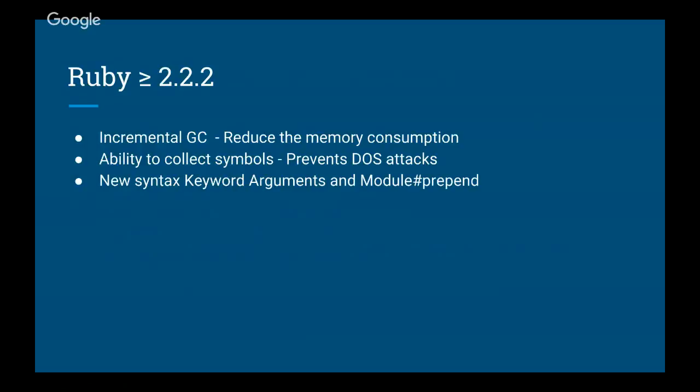Now the new syntax for keyword arguments they use a lot. Then the module hash prefix. Module hash prefix actually is used to duplicate another thing that was used inside Rails. That's coming.